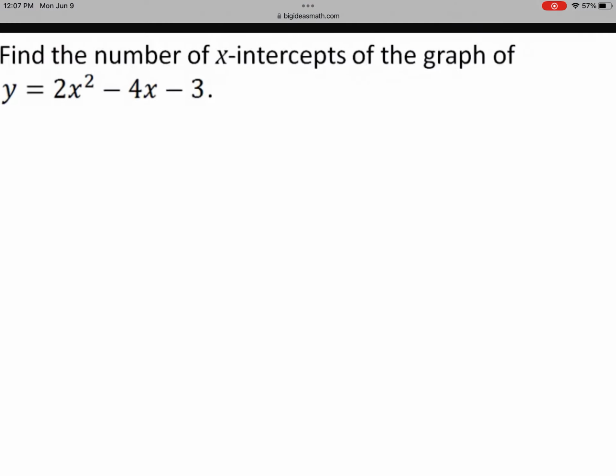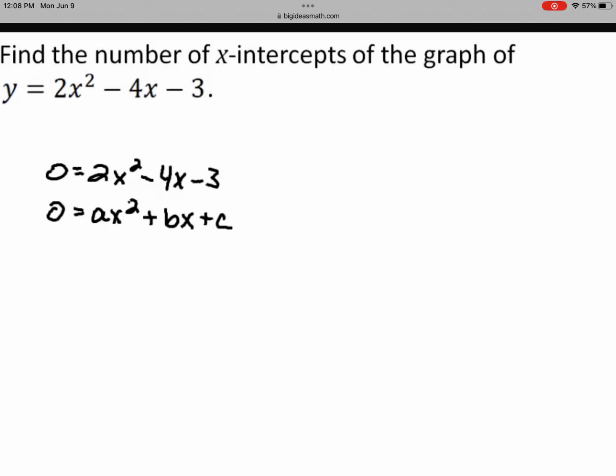Find the number of x-intercepts of the graph of y equals 2x squared minus 4x minus 3. To solve this problem, you want to determine the number of real solutions of 0 equals 2x squared minus 4x minus 3. Notice that the equation is of the form 0 equals ax squared plus bx plus c, where a is 2, b is negative 4, and c is negative 3.